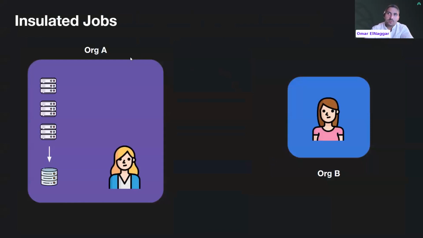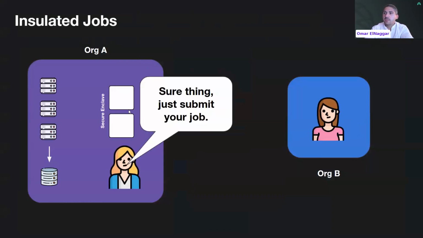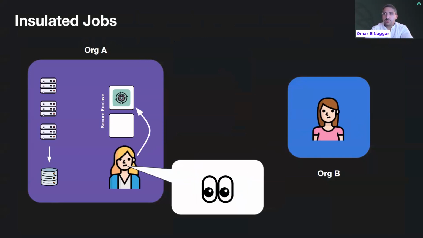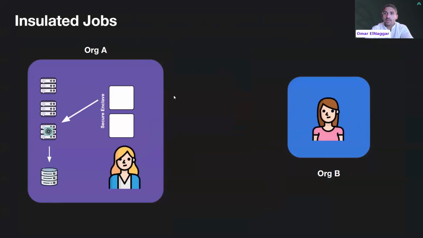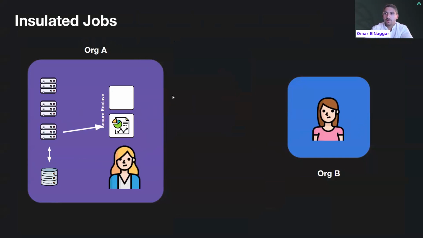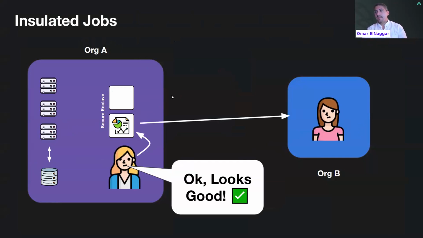He was able to describe this really nicely where org A is the sensitive data holder and org B wants access. Org A is going to say, give me your job. Give me the computation that you want to run over here. I will look at it to make sure you're not exfiltrating data. And if it looks okay, I will run it against my data locally, create some results, make sure that there's nothing sensitive in those results, and then give them back to you.